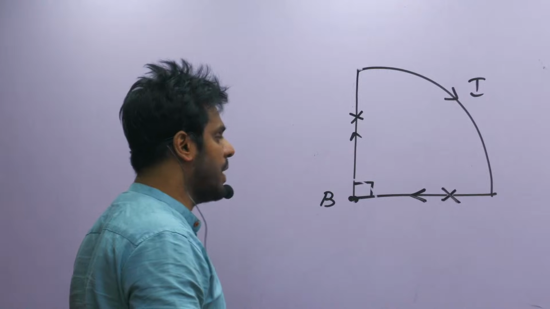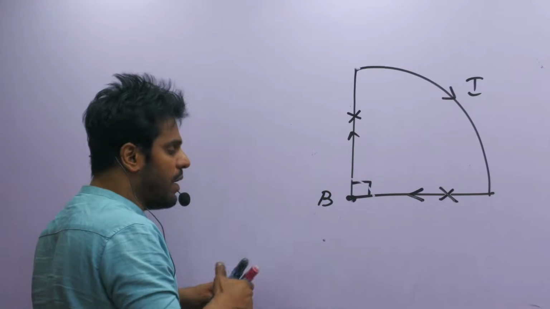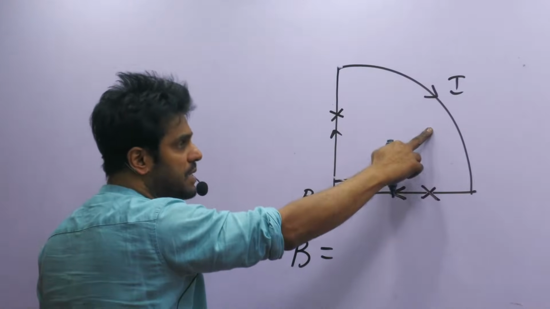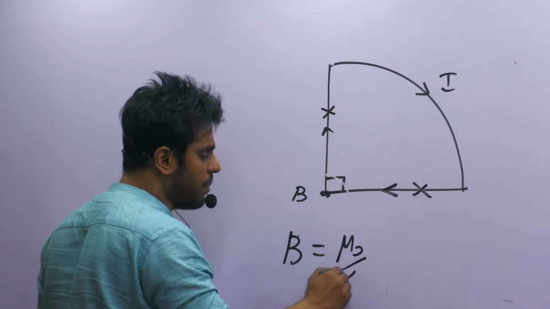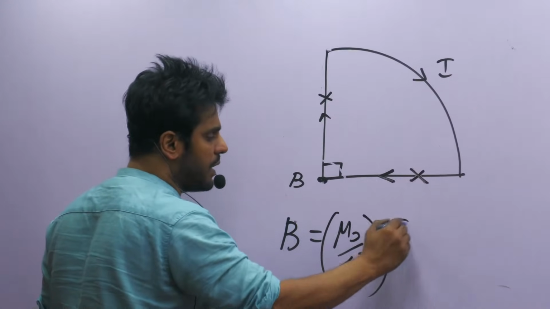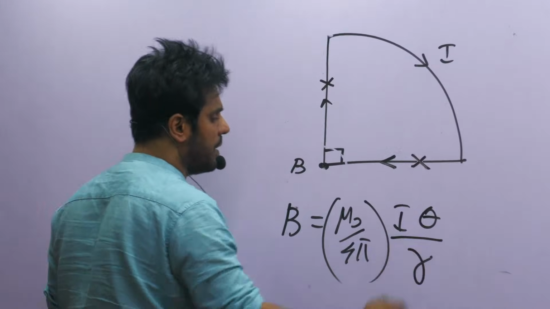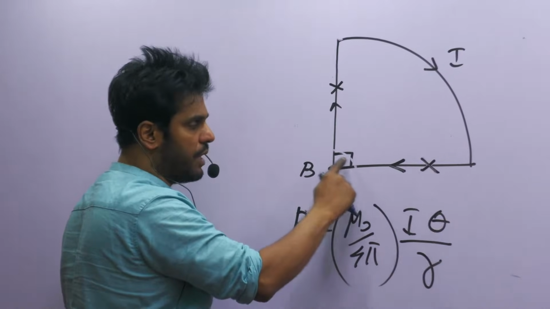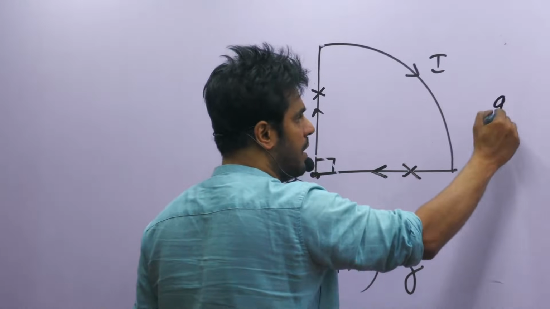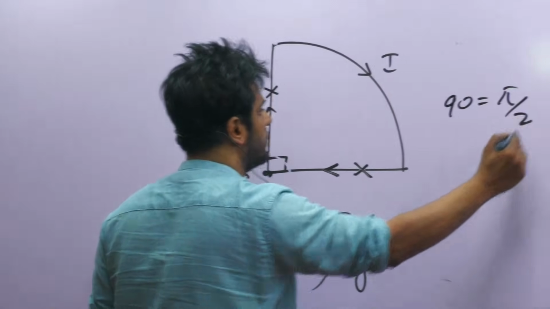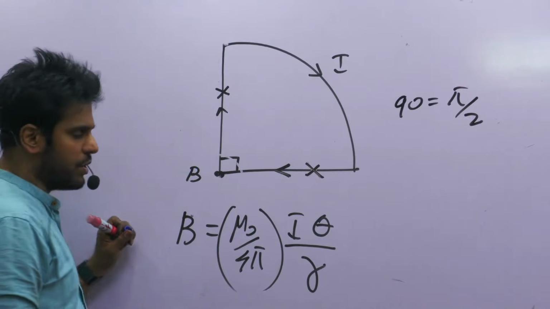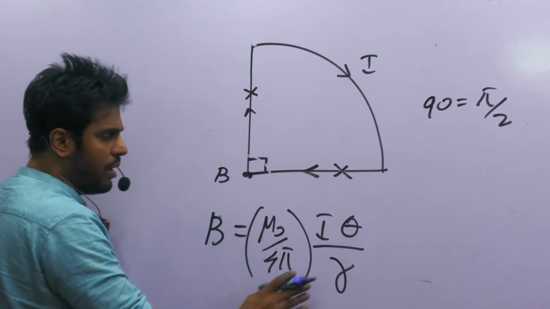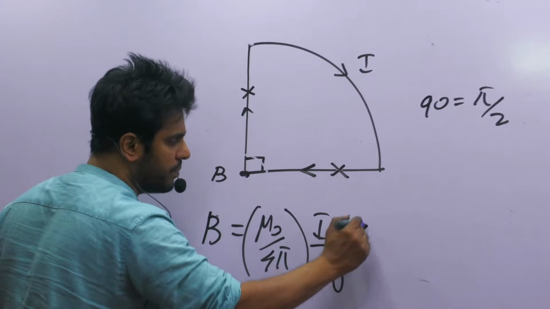Right. Now we are going to write the value. Now everyone knows when the wire is bent, it is written by mu naught divided by 4 pi, I theta divided by r. But here I told you theta is measured in radians. Everyone knows that theta equals 90 degrees. 90 degrees means pi divided by 2. So you have to apply pi divided by 2 here. Then the answer is given by that. That is very easy.